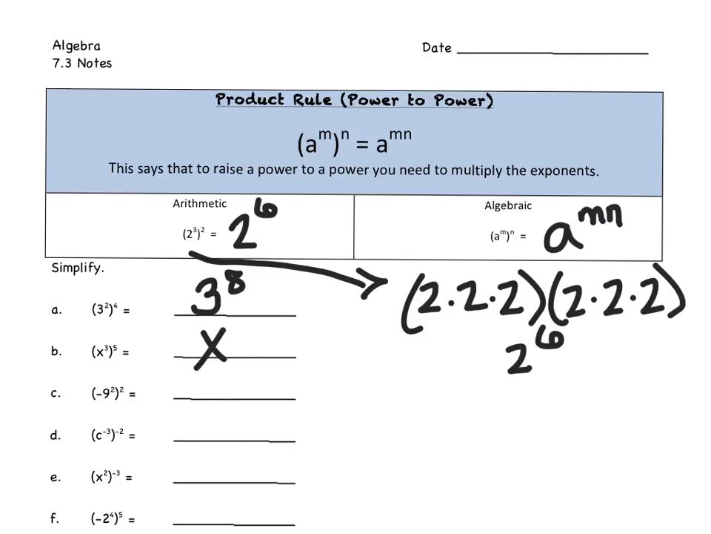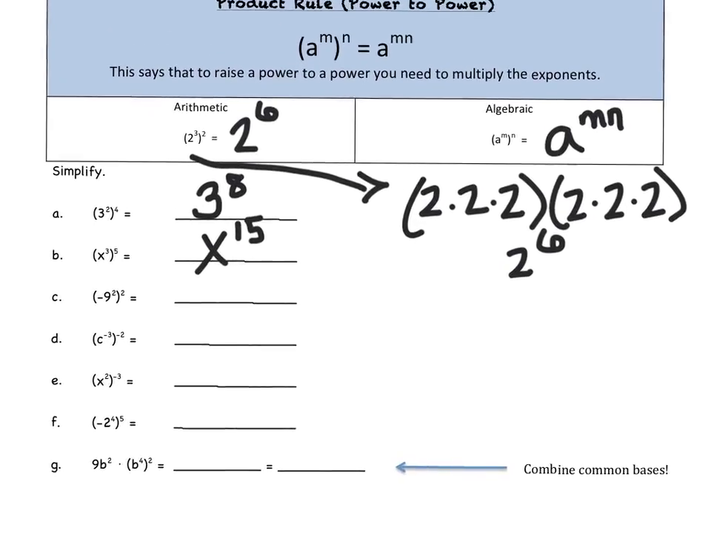In part B, you're taking x to the 3rd power all to the 5th power. So it's a power to a power, so we're going to multiply our exponents, so we get x to the 15th power. In part C, we see that we've got negative 9 squared to the 2nd power.